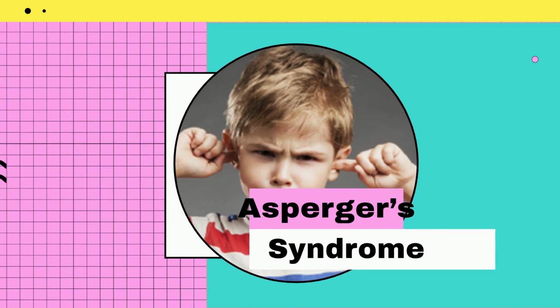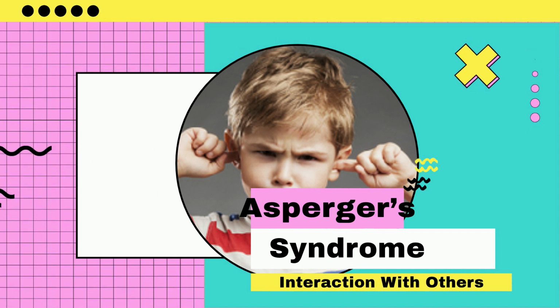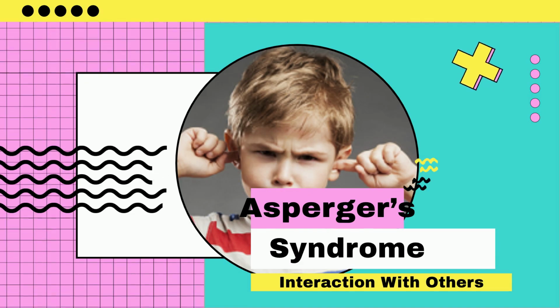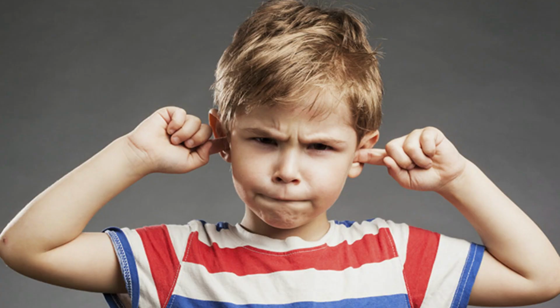Asperger's syndrome is an autism spectrum disorder that affects how a person interacts with others and the world around them. It is often characterized by difficulty in social interaction, unusual interests and repetitive behaviors. Children with Asperger's syndrome may have difficulty making eye contact, understanding nonverbal cues, or interacting with peers.